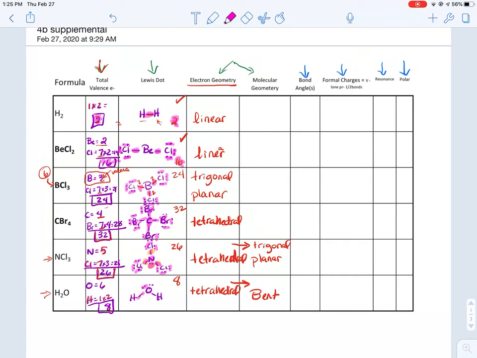And last but not least, your oxygen here. He had his bonds to hydrogen. That's 2. And then you need to fill them in with 2 pairs of electrons, and that'll give you your 8.